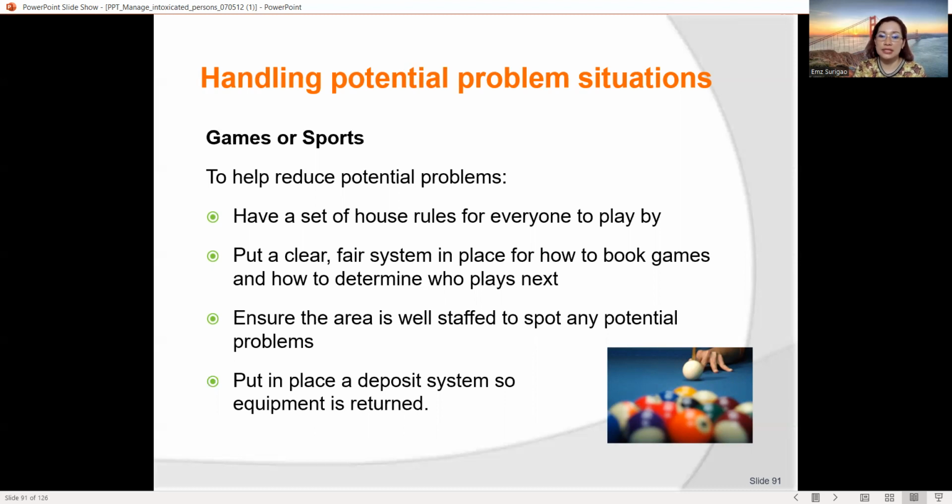Put a clear, fair system in place for how to book games and how to determine who plays next. Because if it's not arranged or if it's not fair, there will be potential problems. Ensure the area is well staffed to spot any potential problems. Put in place a deposit system so equipment is returned.